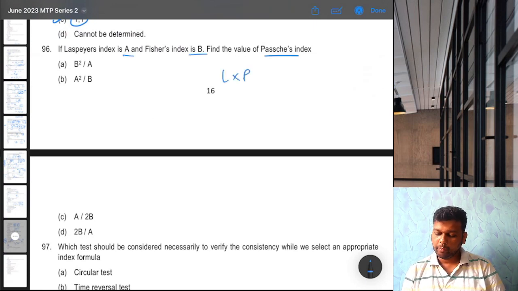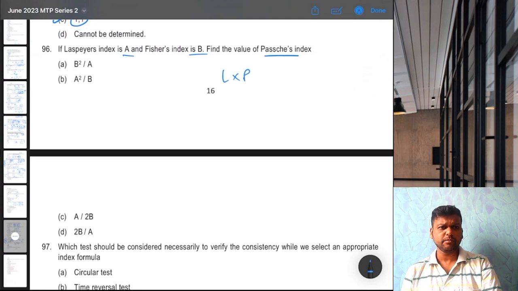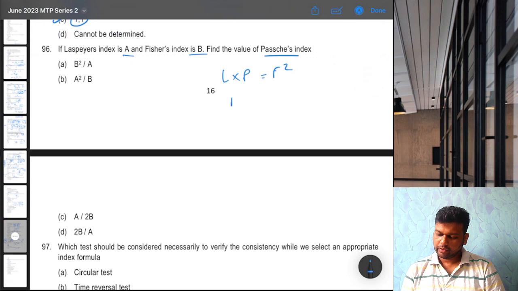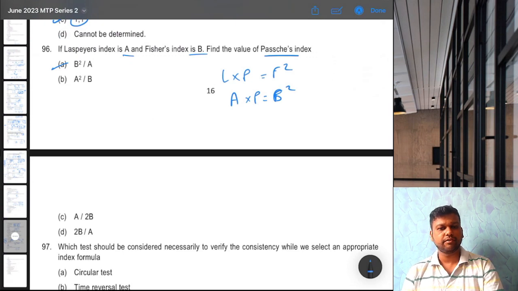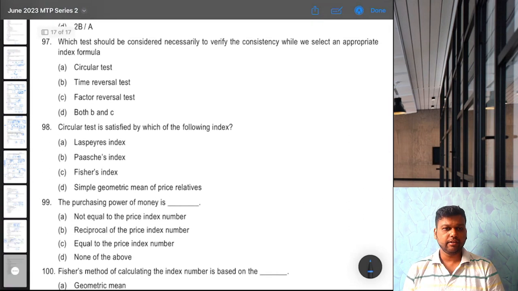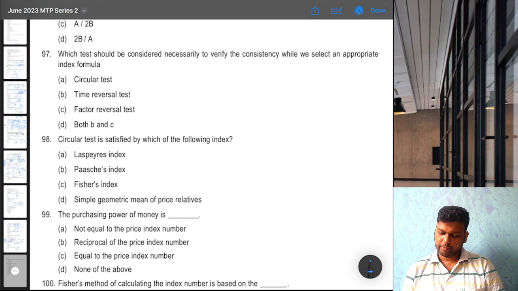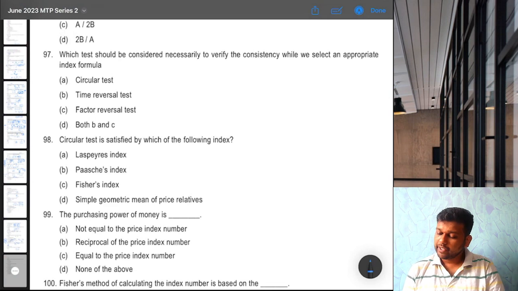We know that L into P is going to be what? Fisher square. So A into Paasche's index will be Fisher square, that is B square. So B square by A will be the correct answer for 96. 97. Which test should be considered necessarily to verify the consistency while we select an appropriate index formula?